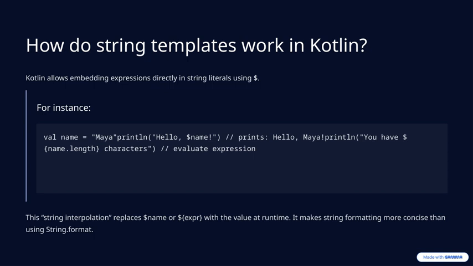You can also evaluate more complex expressions inside a string by wrapping them in curly braces, like ${name.length}. This will insert the length of the name directly into the string. The key point here is that string interpolation replaces $name or ${expr} with the actual value at runtime, which makes string formatting much cleaner compared to older methods like String.format. Overall, this feature helps us write more expressive and readable code, which aligns with Kotlin's goal of making development smoother and more intuitive.